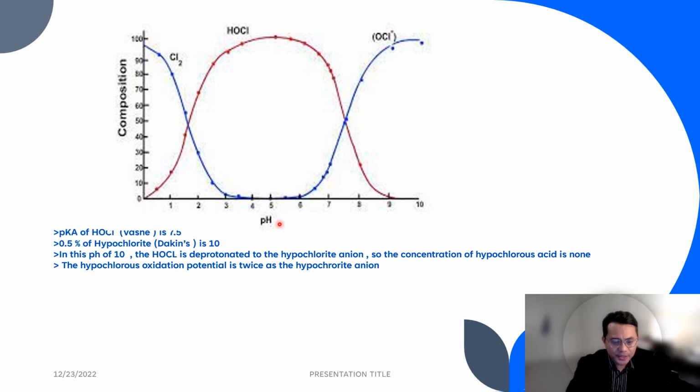I want to mention also that the oxidation potential of hypochlorous acid is twice that of the hypochlorite anion. So its ability to kill bacteria is twice as effective as the hypochlorite anion.